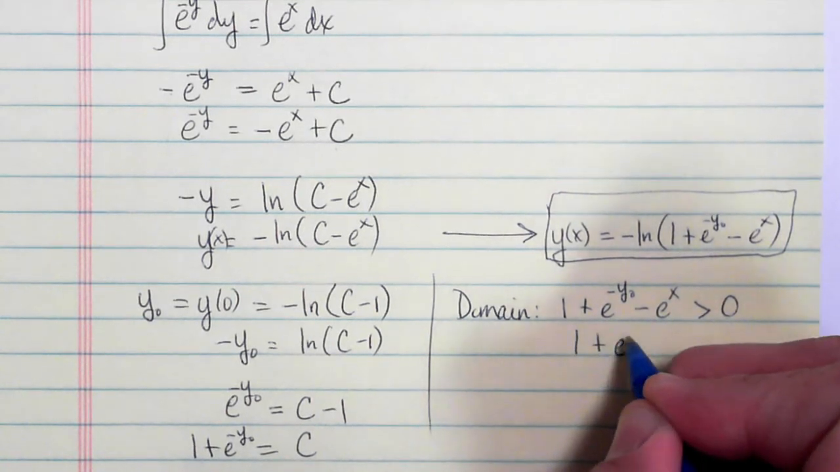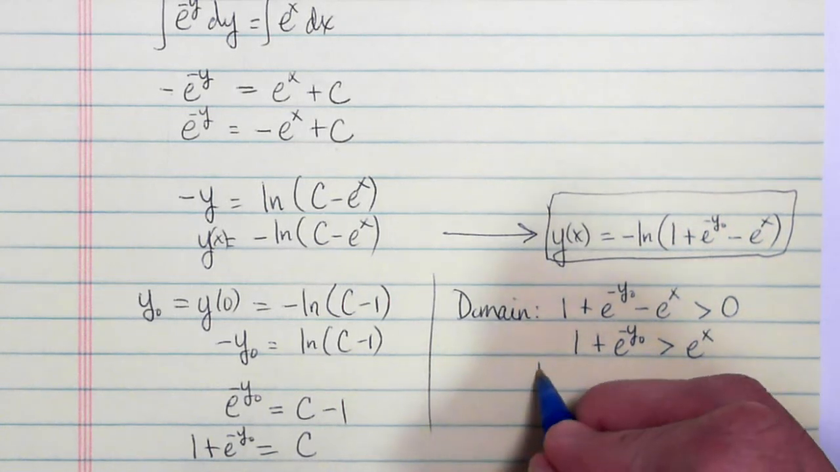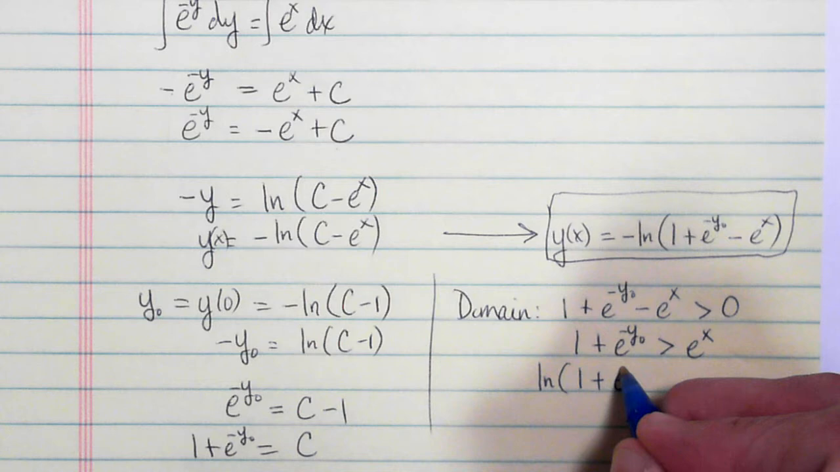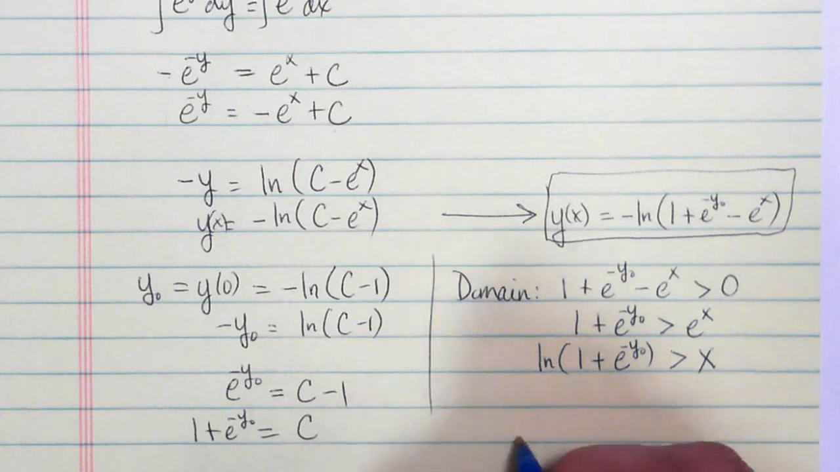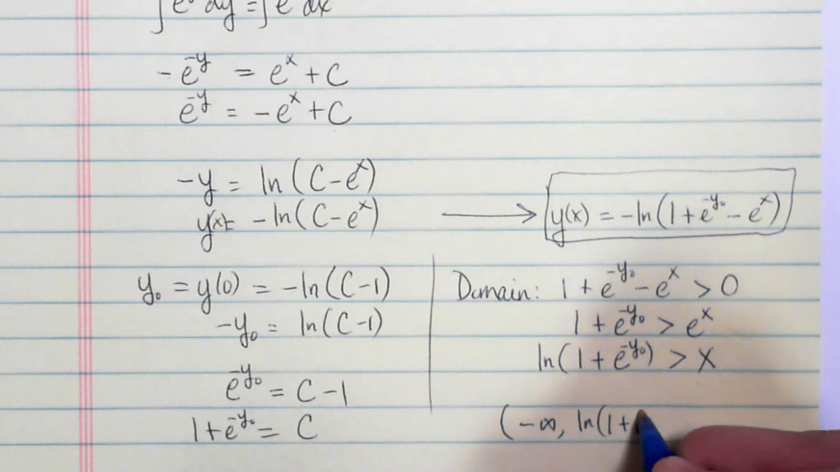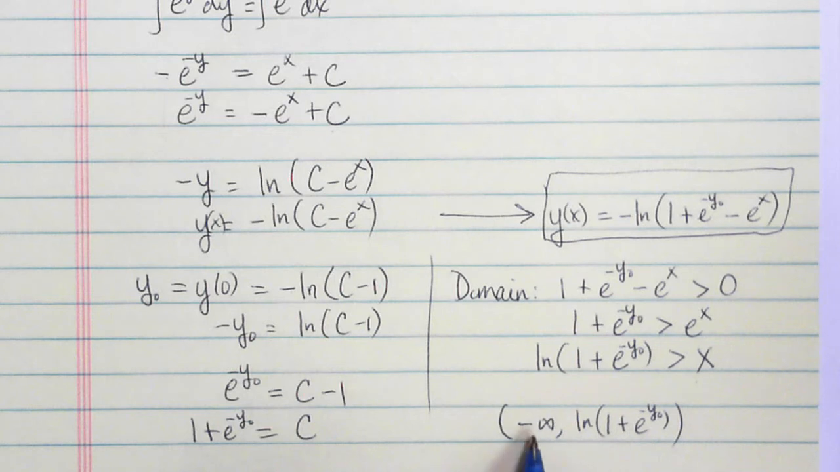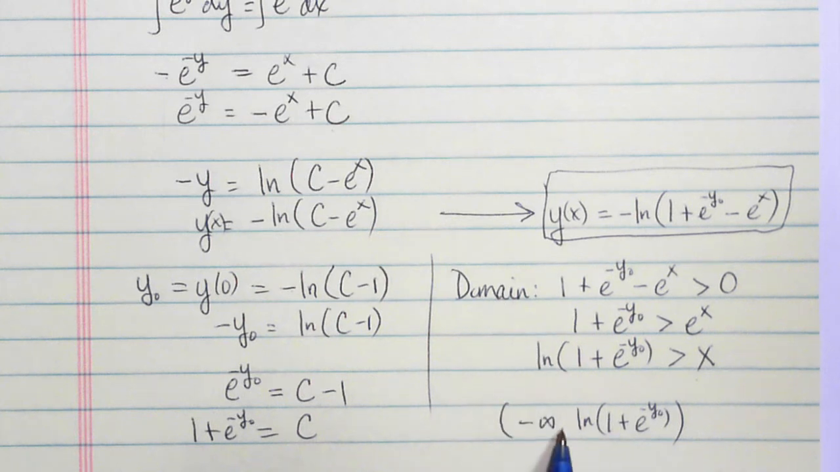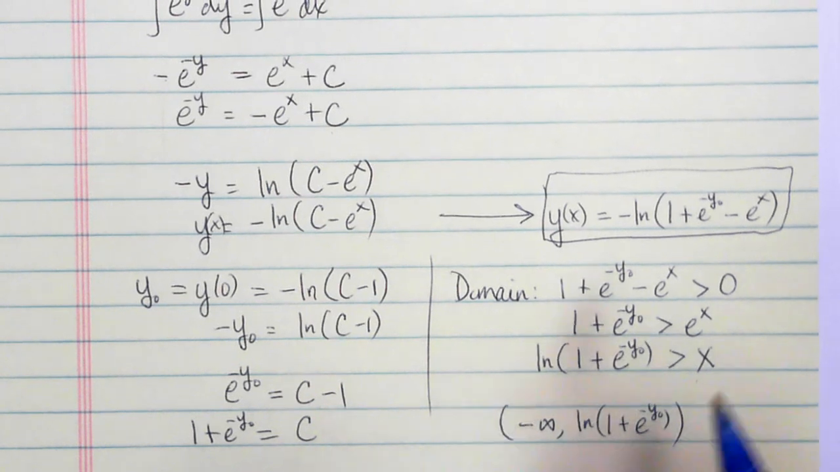So that means 1 plus e to the minus y naught is greater than e to the x. And I'm allowed to take the natural log of both sides because natural log is an increasing function. And so there is my domain. So the domain is going to be from minus infinity to natural log of 1 plus e to the minus y naught. So there's my right endpoint, not counting the endpoint. My left endpoint goes all the way to minus infinity. So in this way, the domain of the solution very much depends on what this initial value of y naught is. But here's a solution, and the domain of the solution is given right here.